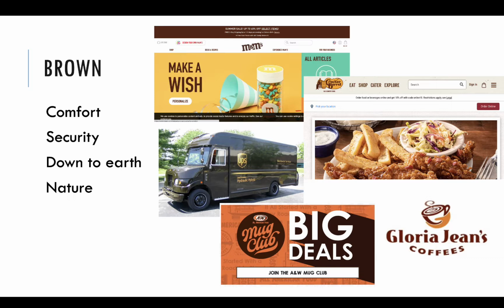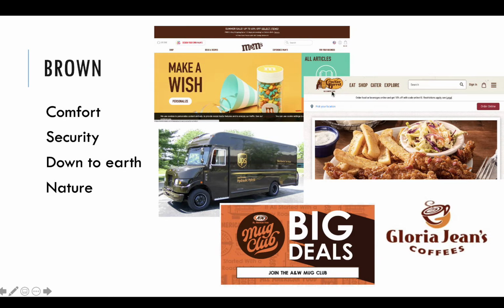Then you can think of brown in the context of the product itself, and you'll see that a lot in candy. So M&Ms is brown chocolate, right? Gloria Jean's coffee beans. Coffee beans are brown, so it makes sense to have a brown logo there. Now, A&W root beer is brown. So sometimes you'll see Cracker Barrel. Now, Cracker Barrel is an interesting brown, and this is a very old-fashioned logo, but it's recognizable. It's kind of busy. But we'll talk about that when we get into logo design.